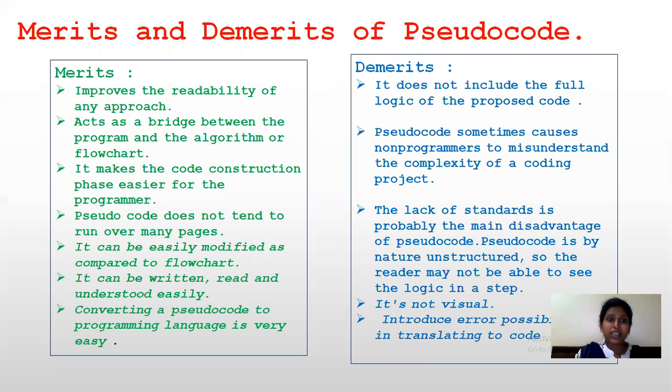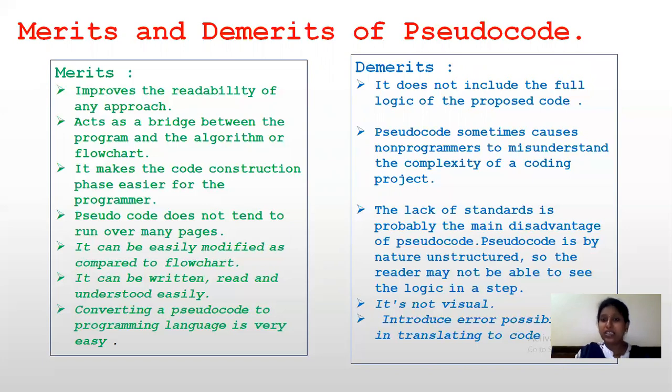So these are some of the merits of pseudocode. It improves the readability of any approach, and acts as a bridge between the program and the algorithm or flowchart. It makes the code construction phase easier for the programmer. Pseudocode does not tend to run over many pages. It can be easily modified as compared to a flowchart. It can be written, read, and understood easily. Converting pseudocode to a programming language is very easy.